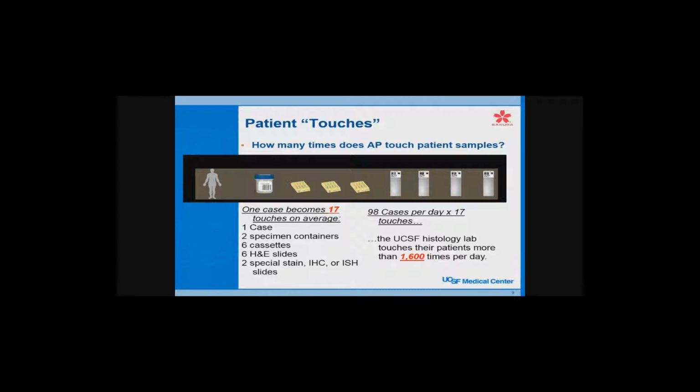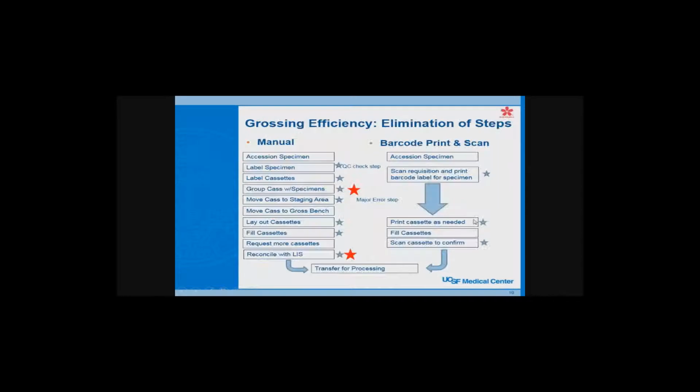And then this slide, patient touches, gives you an idea of really how much you're touching patients all day long. So in our case, we did a simple average of our cases, and it comes out that we touch every case 17 times as it goes through our process. So that's 1,600 times per day that we're touching patients. So when you think about that, even if you have one mistake on a mislabeled slide, it affects a patient.